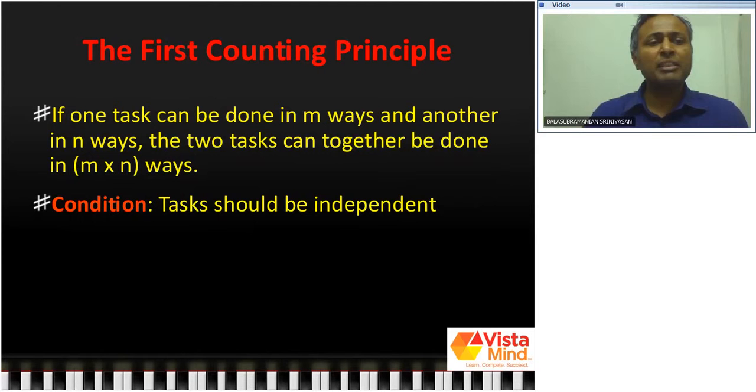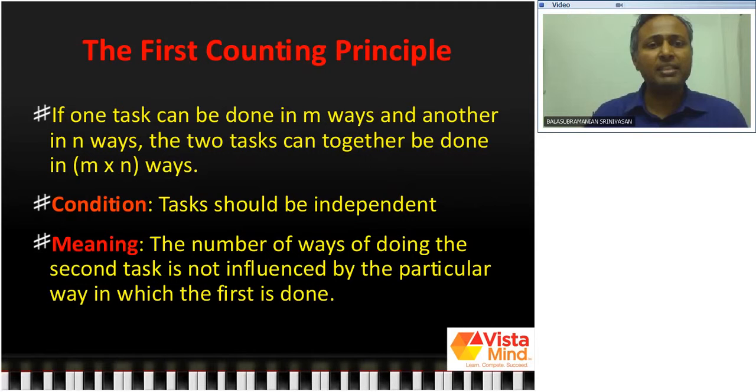This principle may be applied when the following condition is satisfied. The tasks that need to be accomplished jointly should be independent of each other. This in turn means that the number of ways of doing the second task is not influenced by the particular way in which the first task is done.